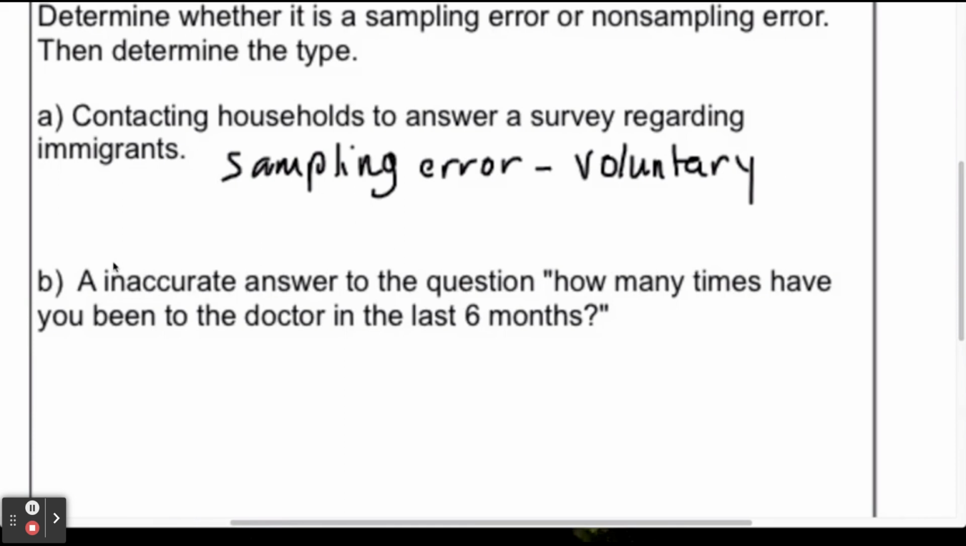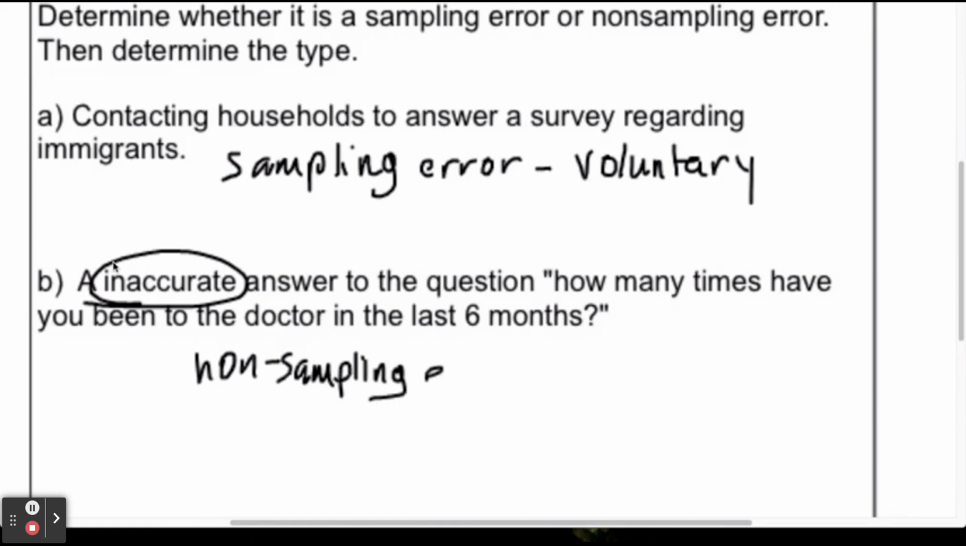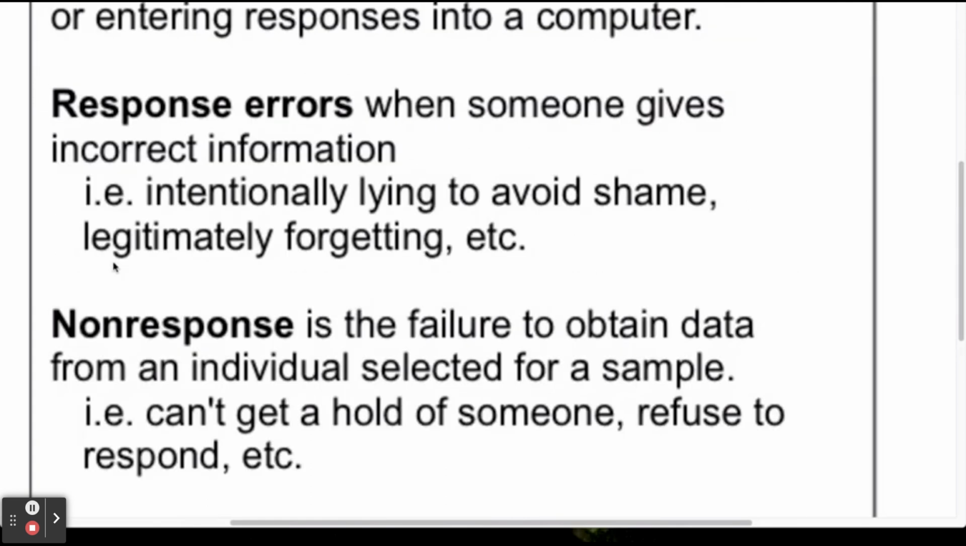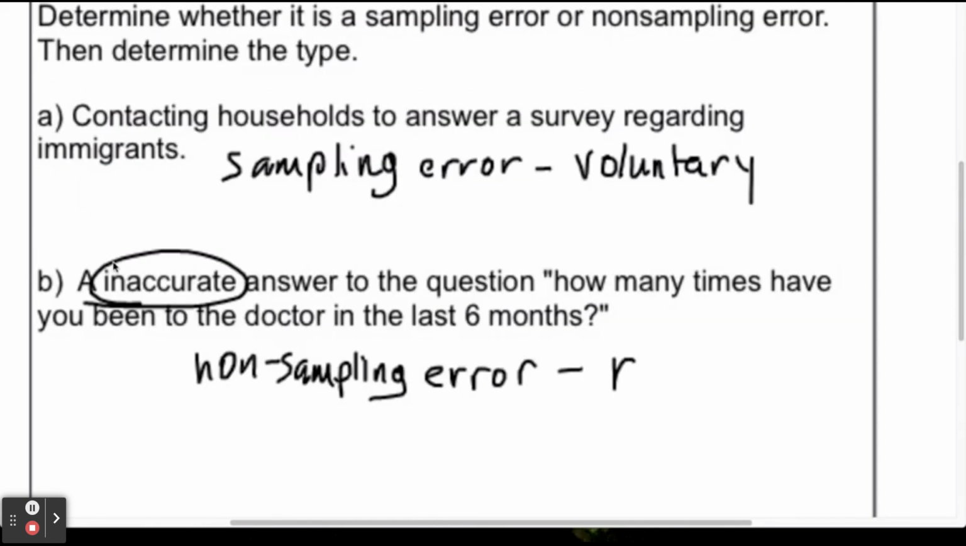It says an inaccurate answer to the question, how many times have you been to the doctor in the last 6 months? So an inaccurate answer is a non-sampling error. Again, it could be because they were lying, or it could just be because they forgot. Okay, that's a non-sampling error. And remember, there were different types of non-sampling errors. And so in this case, that's a response error, is when you are lying or just forgetting. Okay, so non-sampling error and a response error.